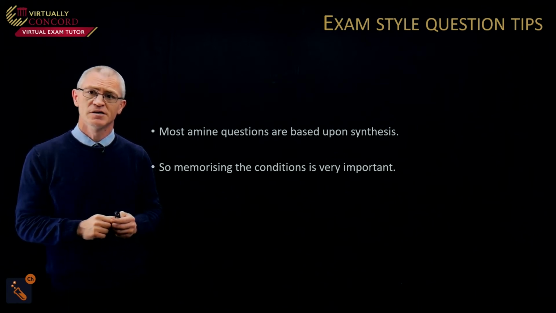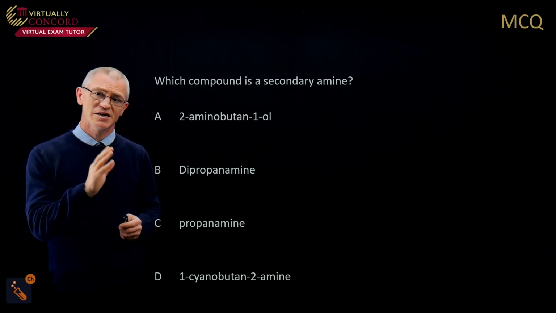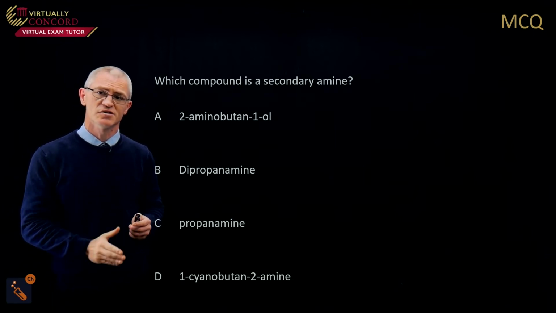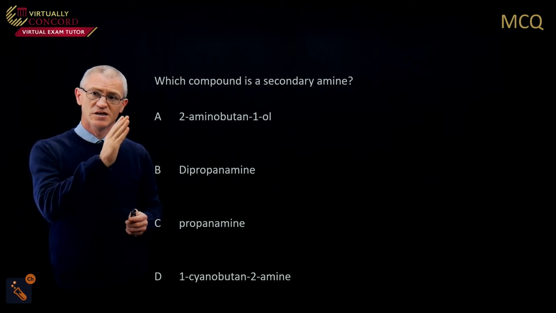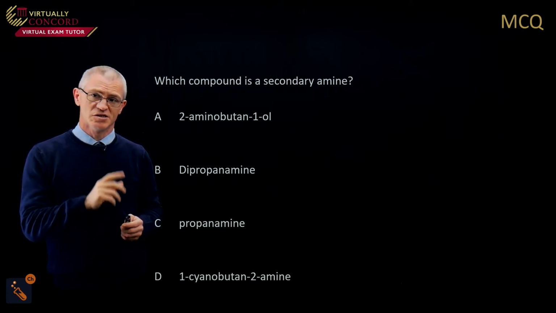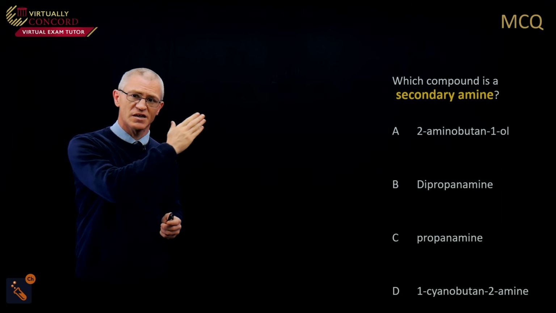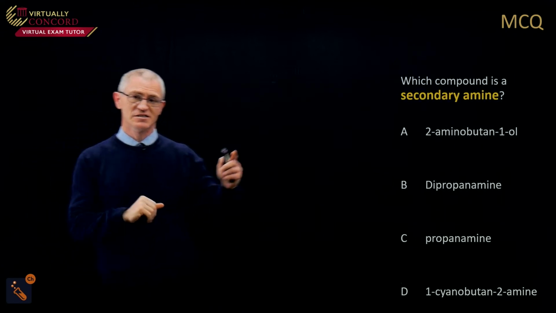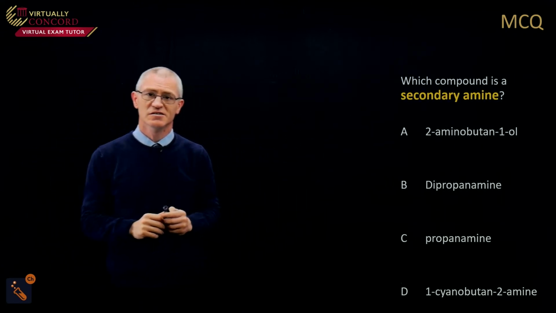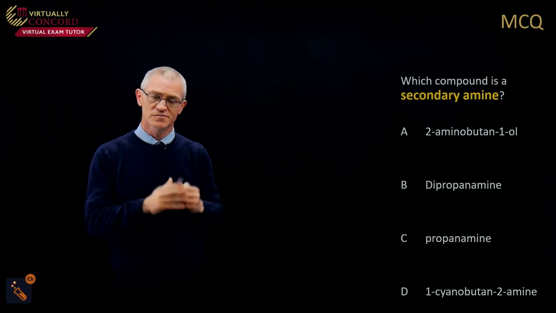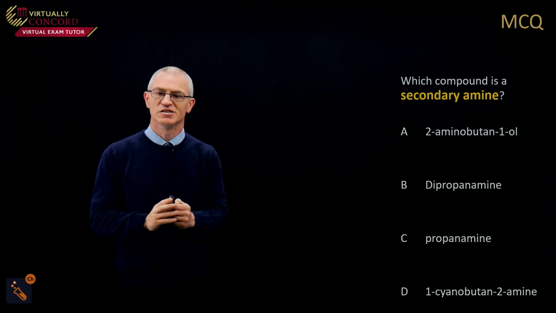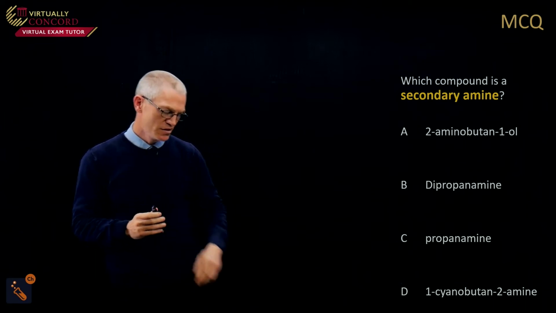Our first type of question is an MCQ. Now, we've got 4 different types of molecule, and we need to know which one is a secondary amine. So let's move this to the side and highlight what we need to know. If in the exam, I would underline what I needed to know. Here I'm highlighting what I need to do. Don't make the mistake of doing the wrong thing or looking for the wrong thing.